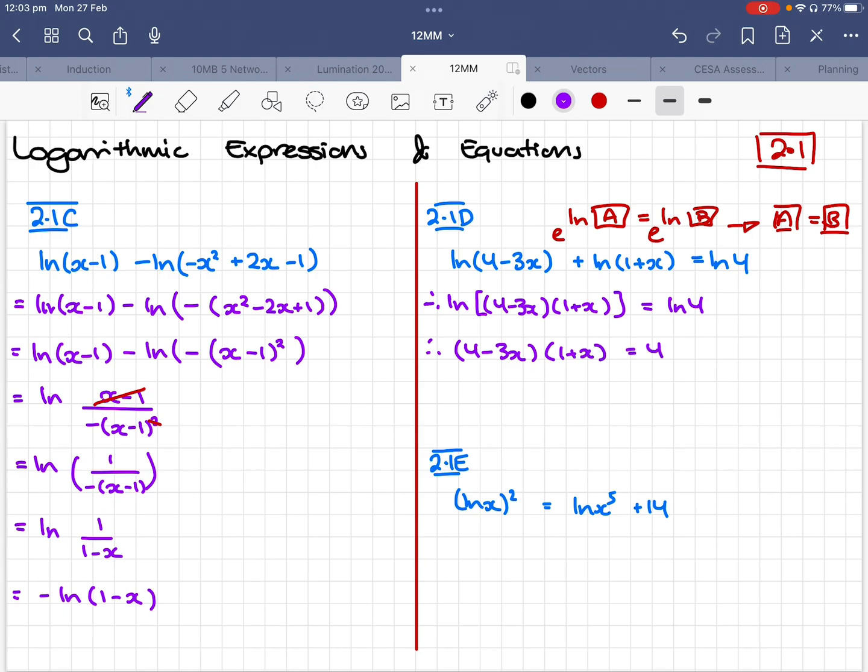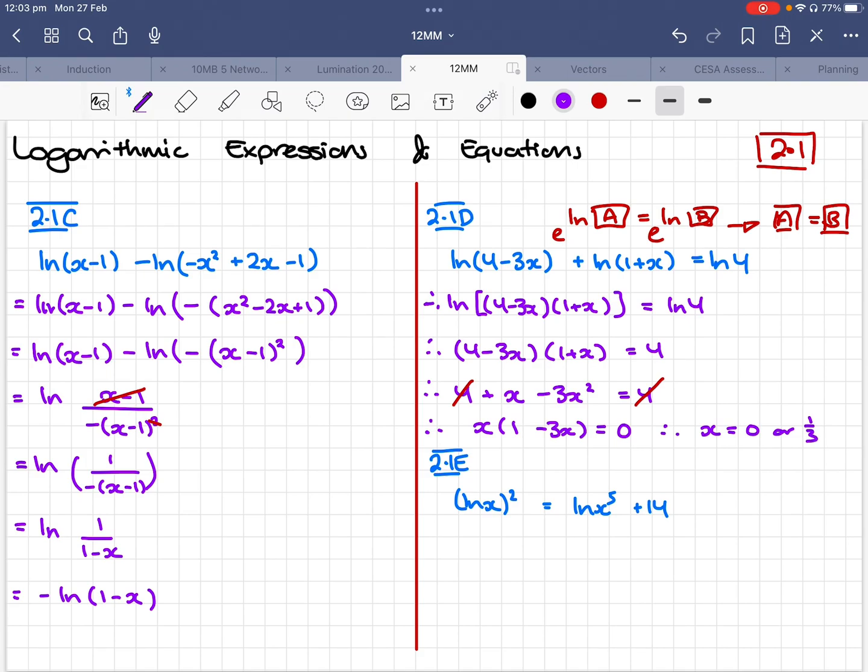Now we do want to try and solve this, so we're going to need to do an expansion followed by a solving. So expanding this out, we get 4x minus 3x squared is equal to 4. Those two 4's cancel each other out quite nicely, and we have a common factor of x, so we get x bracket 1 minus 3x is equal to 0. So x is equal to 0 or 1/3.